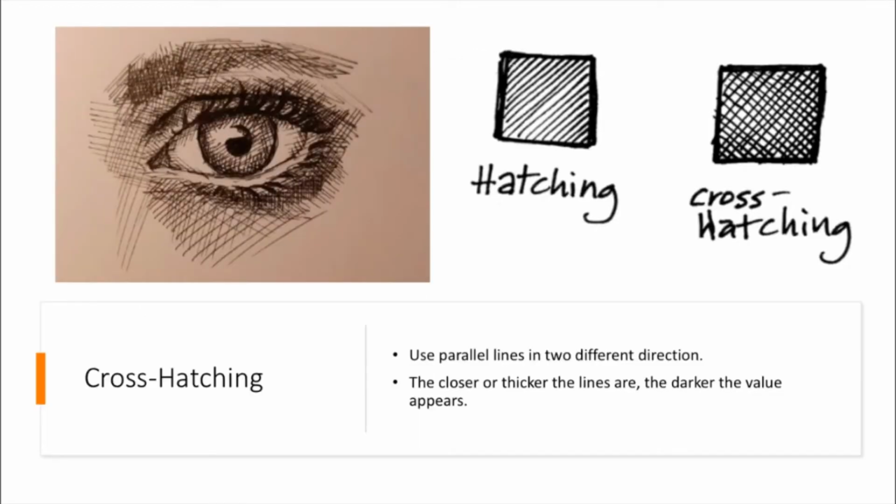Of course, we talk about hatching, we also talk about cross-hatching. Here you see the difference up there. Hatching is just straight parallel lines. Cross-hatching is those lines countered with lines that go parallel across from it. So they go in two different directions. The closer or thicker the lines are, the darker the value appears to be.